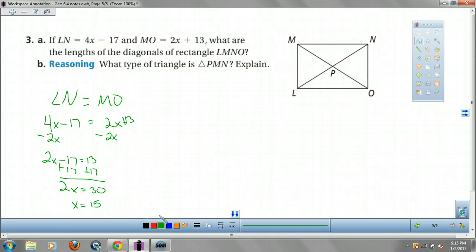Okay? Now, am I done? Of course not. I gotta plug it in, plug it in. So I go 4 times 15 minus 17. 4 times 15 is 60. 60 minus 17 is 43, right? So that is our answer for A.